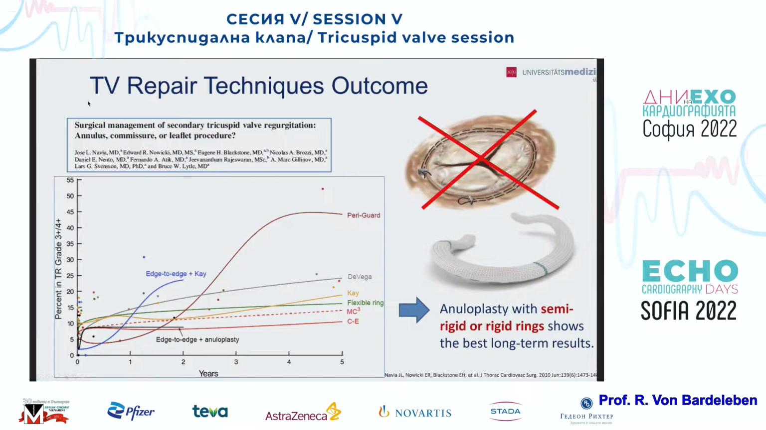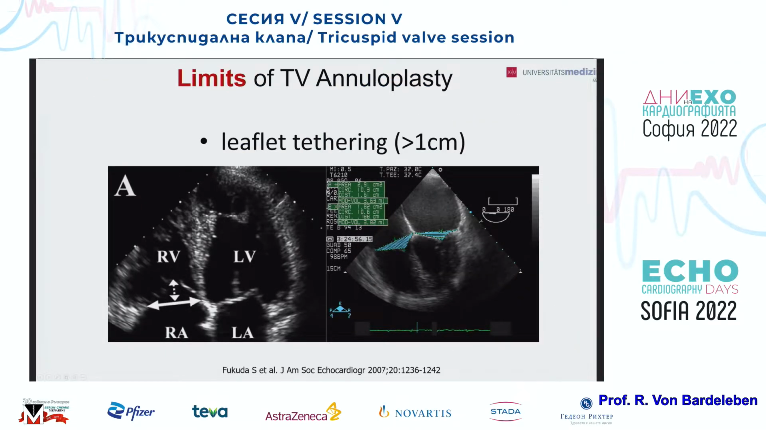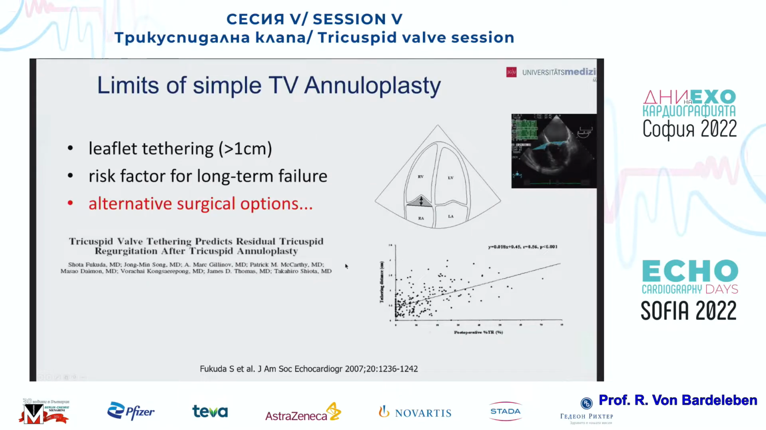If you look at the surgical repair techniques and outcome, you see that the clover procedure with edge to edge and the pericardial patch and the De Vega have high recurrence rate. After only 1, 2, and 3 years, you see that every 5th patient has a severe tricuspid regurgitation again. So we should really look into these situations. Another limit of TV annuloplasty may be severe tethering. As you see here, the tethering is higher into the right ventricle than on the left ventricular side with the mitral valve. And we use similar echocardiography actually to overcome this.